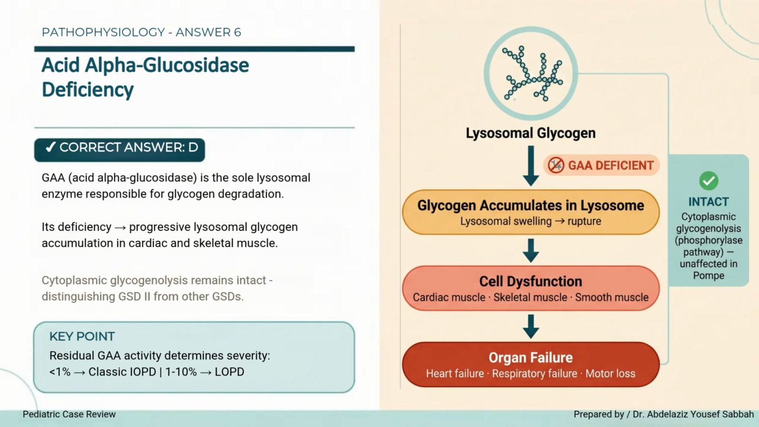A key distinguishing point is that cytoplasmic glycogenolysis, the phosphorylase pathway, remains intact in Pompe disease, which separates it from the other glycogen storage disorders. Residual enzyme activity determines severity. Less than 1% produces classic infantile disease, while 1 to 10% produces the late-onset form.